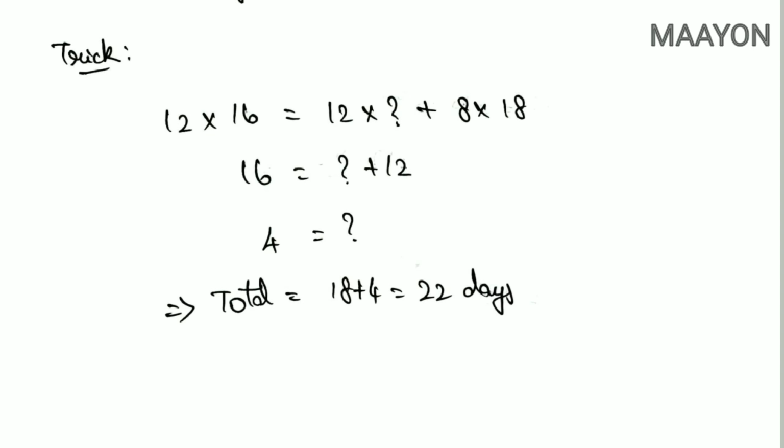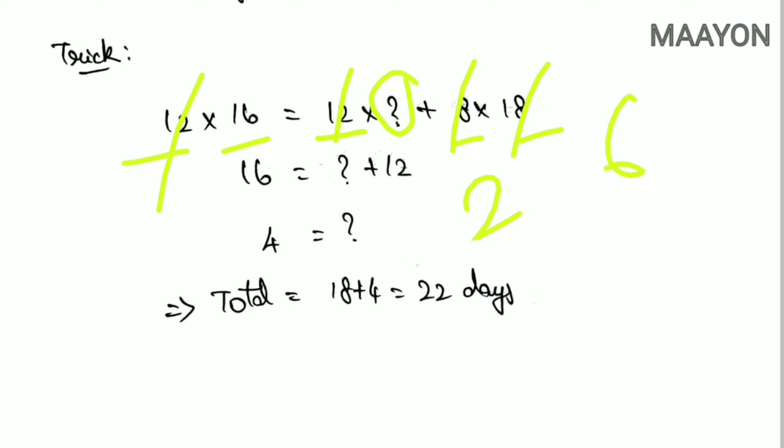Trick method. Now framing the whole scenario into an equation. In the first case 12 women into 16 days. In the second case 12 women for unknown days plus 8 women for 18 days. Now cancelling out 12 on both sides: 12, 12, 2 and 6. So 16 equals the unknown number of days plus 12, and 12 on the left side will be 4. So the days taken by 12 women is 4 days and the total days would be 18 plus 4, 22. Now let's see the pro method.